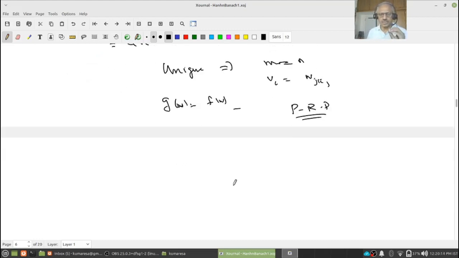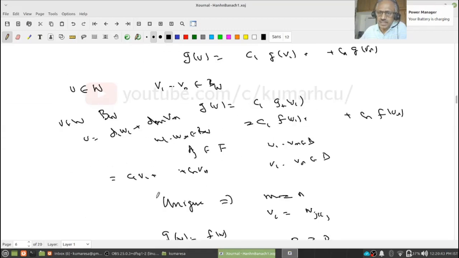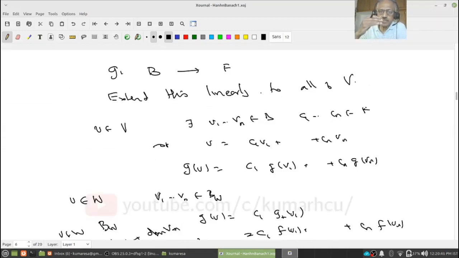So the algebraic version, the extension algebraic version of the Hahn-Banach theorem is easy. If your linear algebra is good, it's utterly trivial. But what I want to do in the rest of the lecture is to give a complicated proof. You saw that here we use the existence of extension of a linear independent set, namely a basis of W to a basis of V, and from that we got this result, right?